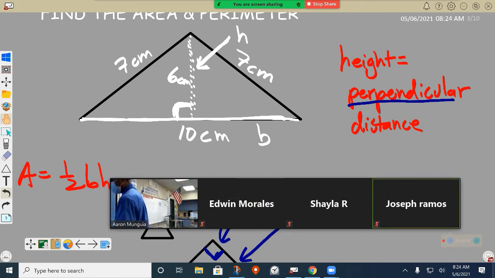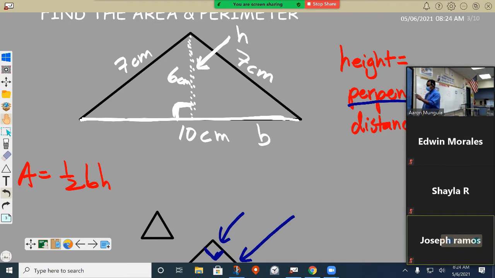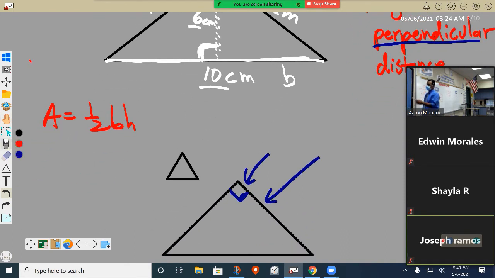Okay, hold up. Okay, so let's do it. We're ready to rock and roll. My height is going to be 6. My base is 10. Let's go ahead and plug and chug into our formula. Remember, a formula is kind of like a recipe. If you want the area of something, just plug and chug. One half here, the base here, the height here, and you're rocking and rolling. Here we go. One half, the base is going to be 10, the height is going to be 6.